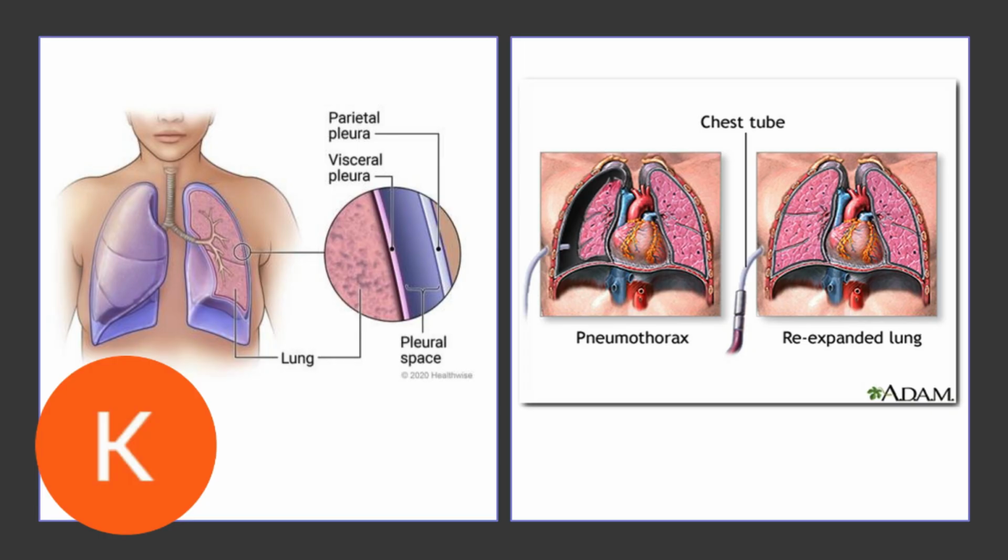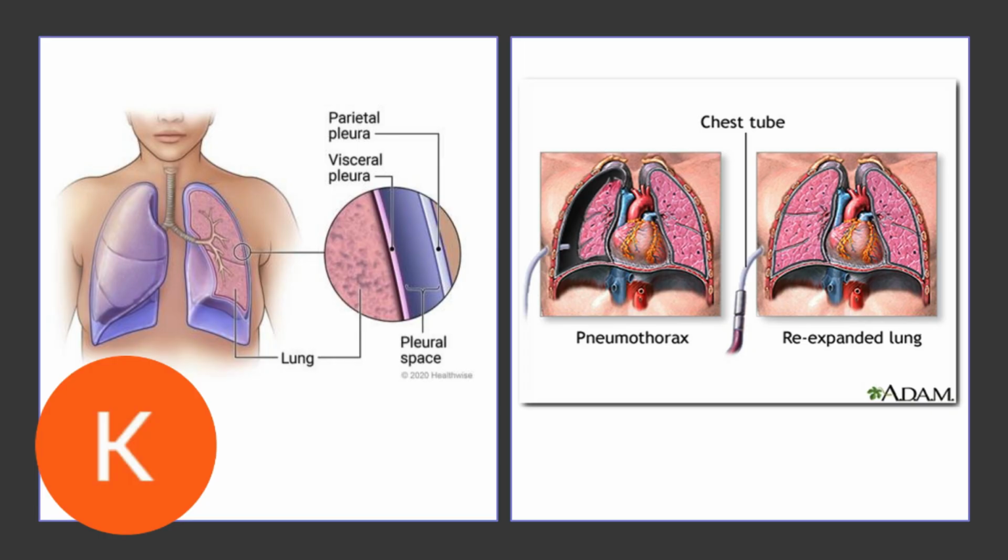The pleural space is a thin potential space between the parietal and visceral pleura. It normally contains a small amount of fluid to reduce friction, and it maintains negative pressure, which keeps the lungs expanded. The lung stays inflated because it is pulled outwards by the negative pressure in the pleural space.